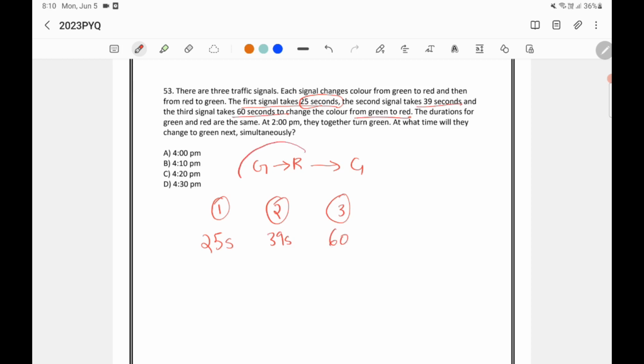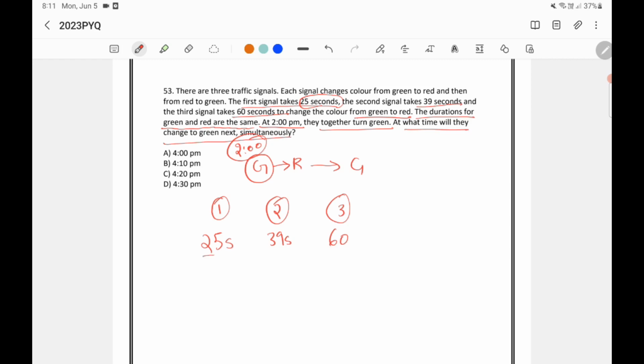So it is only talking about this part. Green to red, it is taking this much time. Now the durations for the green and red are the same. That means whatever time is taken for this conversion, it will also be taken for this conversion because the duration of red and green are the same. Now at 2 p.m. they together turned green. So at 2 p.m. they were all green. Now we need to find out at what time will they change to green next.